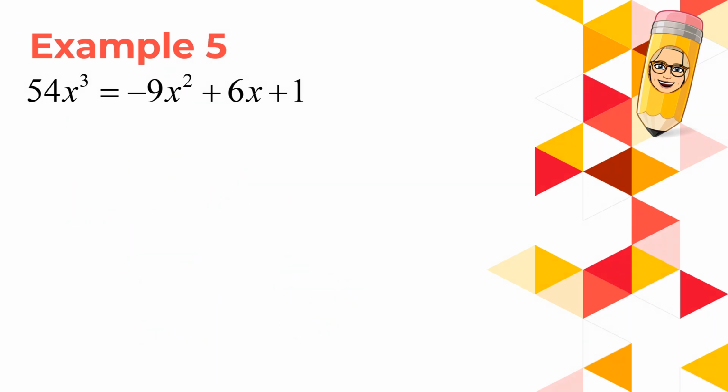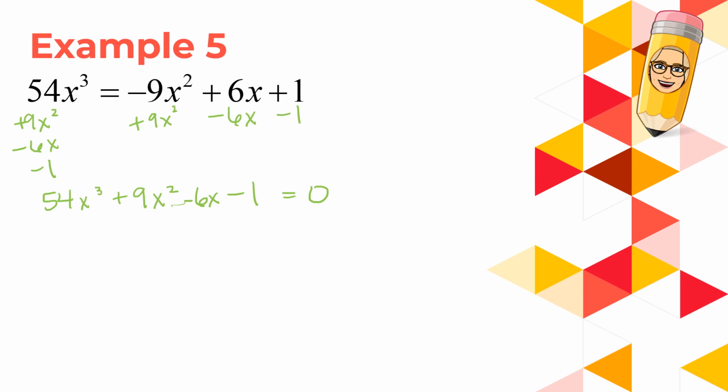This example of the day then, here we have 5x cubed equals -9x squared plus 6x plus 1. Again, we got to get it equal to 0, so we want to keep that highest exponent positive. So we're going to move the stuff on the right to the left. So again, we're going to add 9x squared, subtract 6x, and subtract 1 all to the other side here. So we're going to get 54x cubed plus 9x squared minus 6x minus 1. And again, that all equals 0.